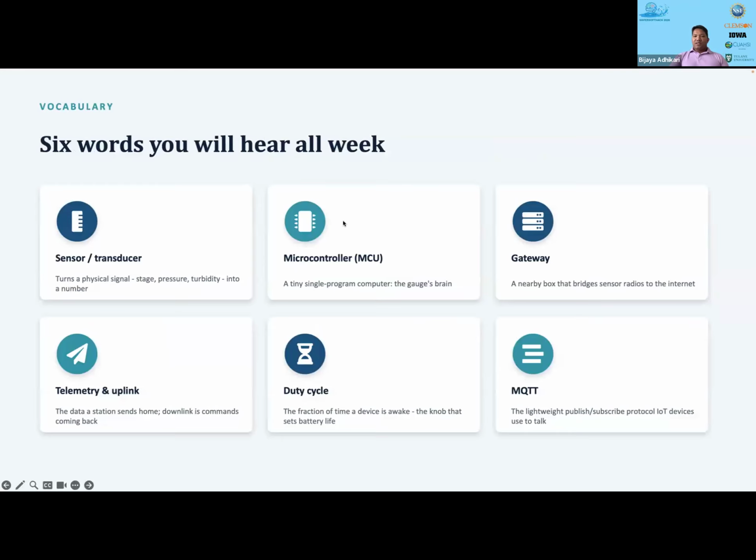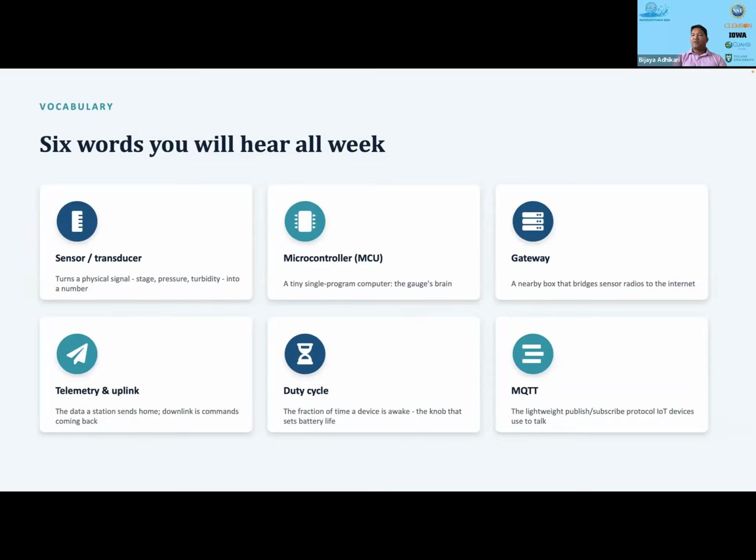Okay, so let's build some vocabulary for all week. We'll have a sensor, or we'll call it a transducer. It's a thing that turns a physical signal, something in the real world, like a stage, water pressure, water level, or turbidity, into a number in a computer, a digital number, which can be transmitted, manipulated, and stored. If a device does that, we call it a sensor.